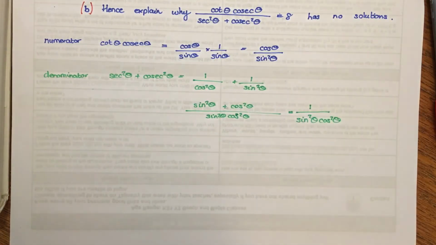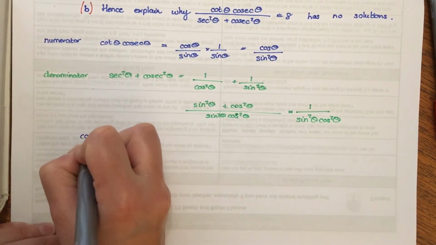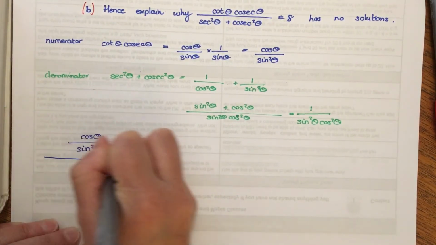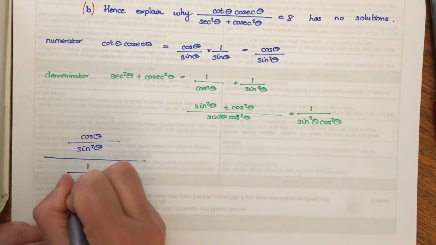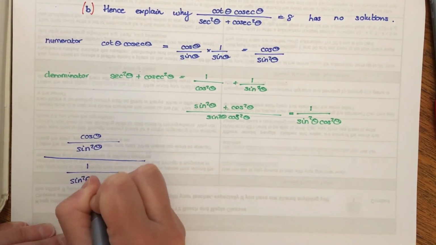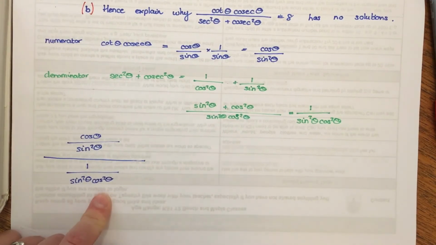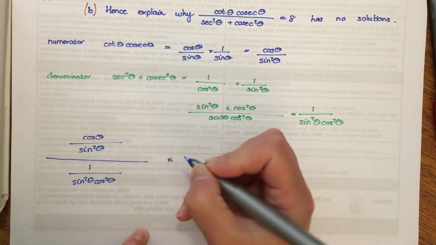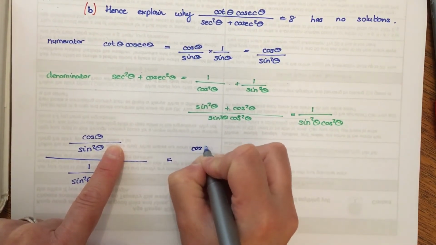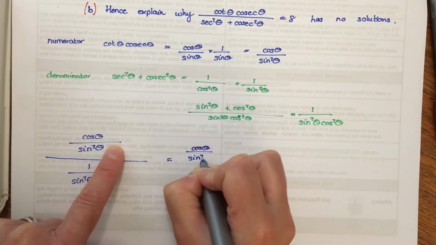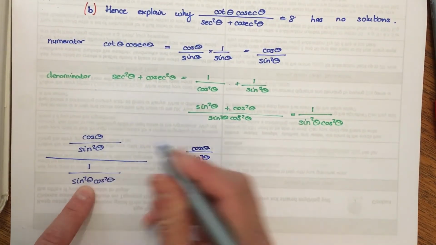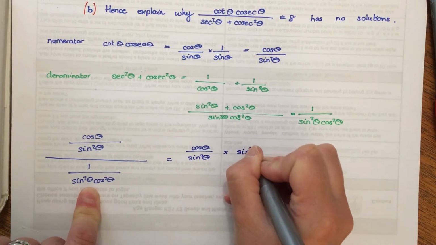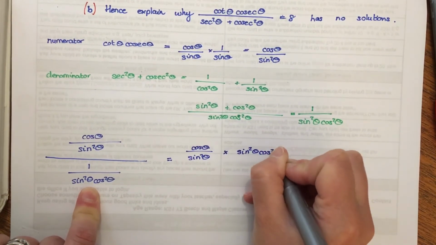So if I put them back together, the numerator, cos theta over sine squared theta, over the denominator, which is 1 over sine squared theta cos squared theta. Right, partly this looks horrible, and partly we know that whenever you divide by a fraction, what you actually do is flip it and multiply. So I can turn this cos theta over sine squared theta, the numerator, divided by the denominator, and when you divide by a fraction, you flip it and multiply. So sine squared theta cos squared theta.